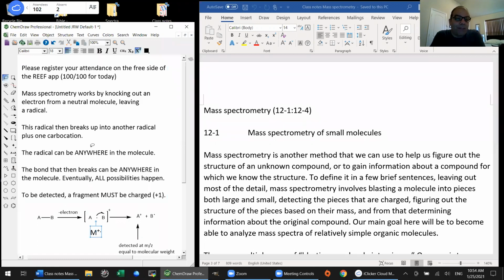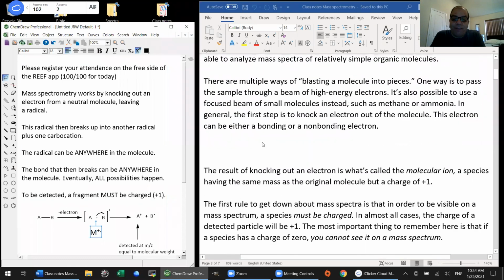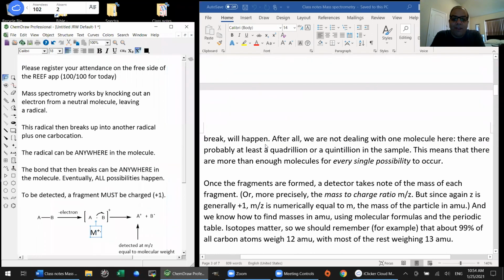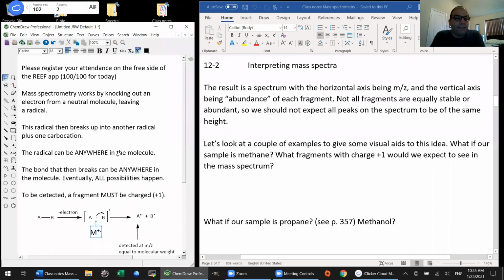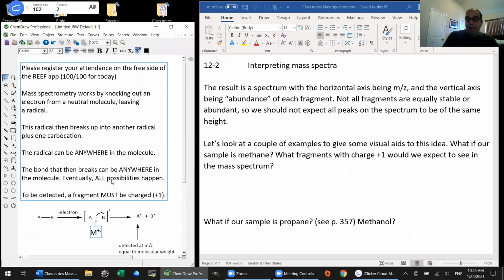Good, so where was I? So we already said the radical can be anywhere in the molecule. I think I covered this in the notes. And so the bond that breaks can and will be anywhere, and eventually you will get all possible bond breakages. Every single bond that can break will break. Now, you won't be able to see all of the fragments necessarily, but all of the ones that are of reasonable stability and therefore reasonable abundance, you'll see.